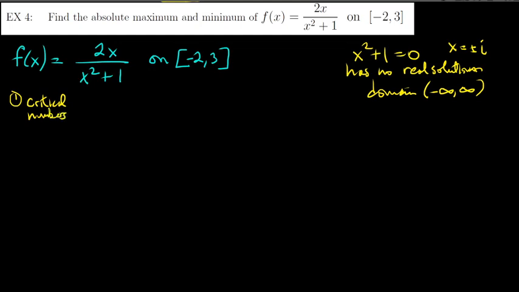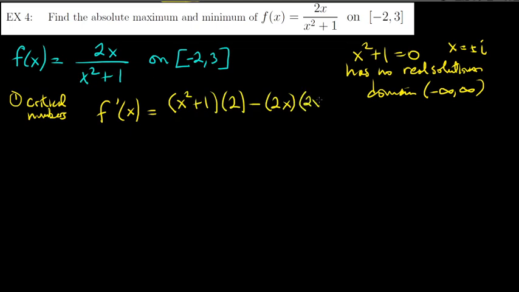Usual way, take the derivative and set it equal to 0. Now, to do the derivative properly here, we need the quotient rule. So low d high minus high d low. And the derivative of the denominator is 2x also, right? Over the square of what's below. So x squared plus 1 squared, right?